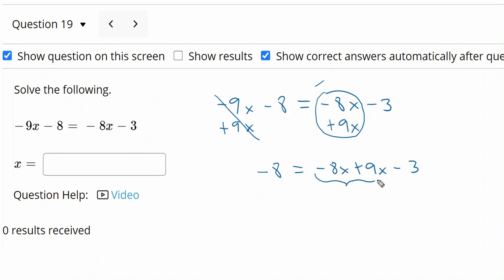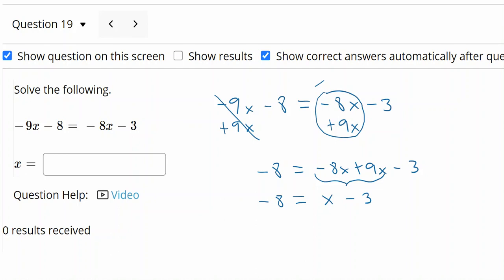But either way, what I'm going to do in the next one is I'm going to collect these like terms, okay? So far we have negative 8 is equal to, and then negative 8x plus 9x, right? Negative 8 plus 9 is 1. So 1x, or I'm just going to call it x. And then we still have this minus 3.